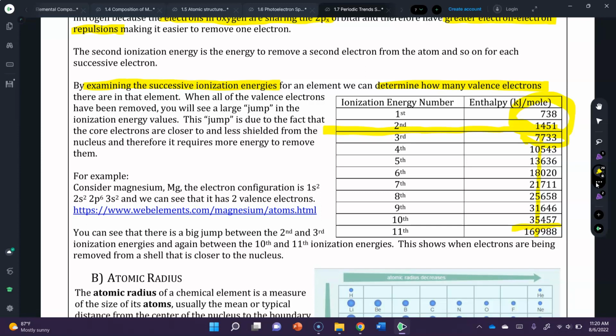So for example, consider magnesium, where the electron configuration is given, and we see that it has 2 valence electrons. You can see that there's a big jump, and this is for magnesium here. There's a big jump going from the second to the third ionization energies, and again between the 10th and the 11th. This shows when electrons are being removed from a shell that is closer to the nucleus. So this is our second shell, and this is our first one. So that's why it's even closer, so it's going to require even more energy.